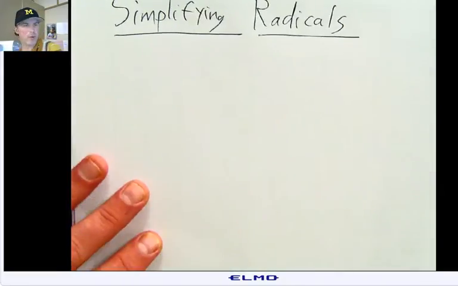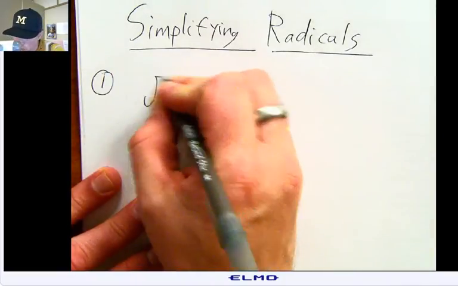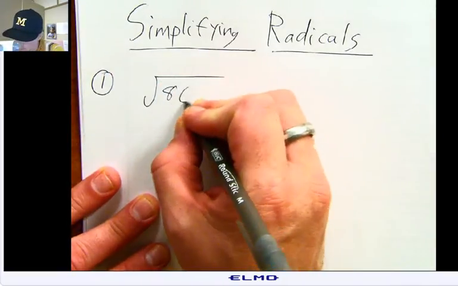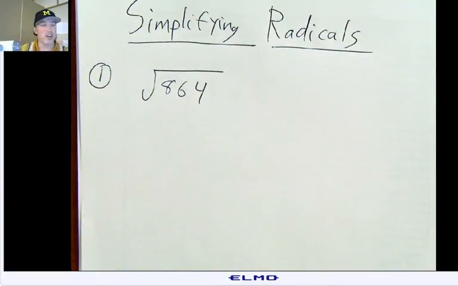Anyway, let's go ahead and get into the first example. I have the square root of 864. Now, I'm going to show you 2 different ways of simplifying this radical, and hopefully one of these 2 ways you will like.